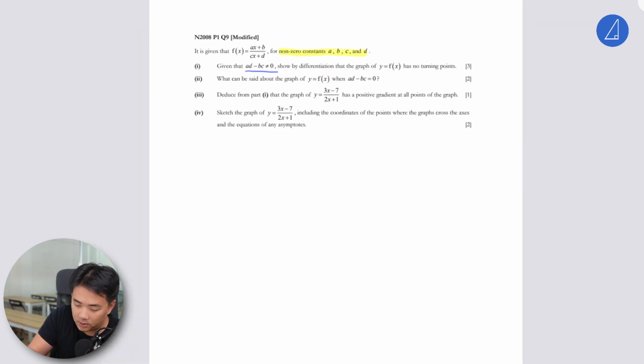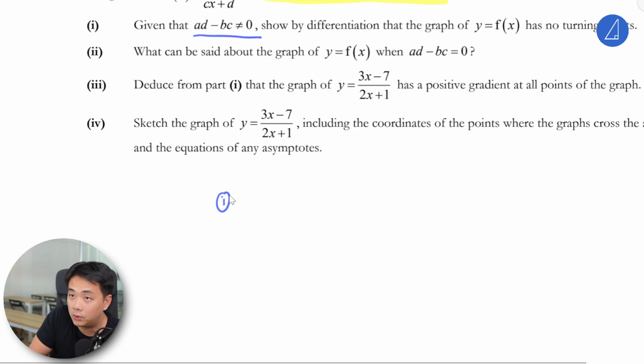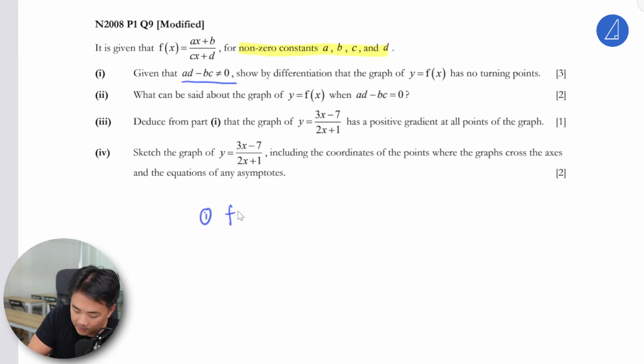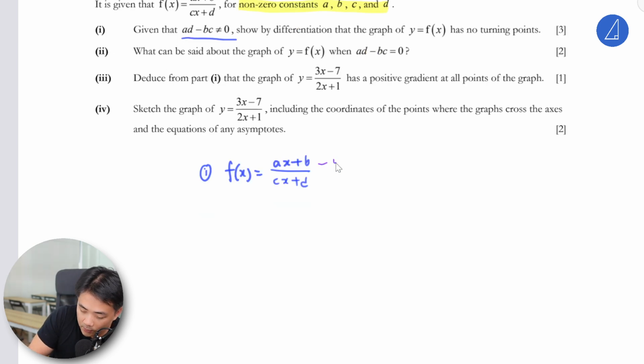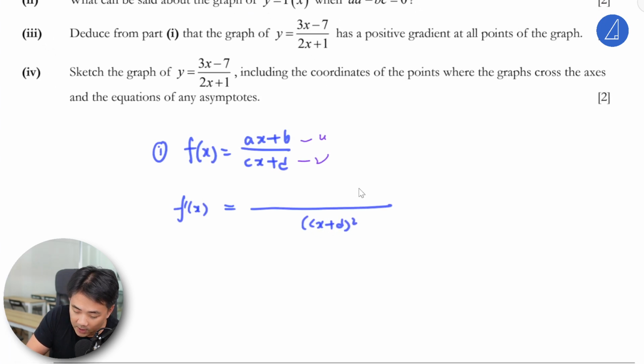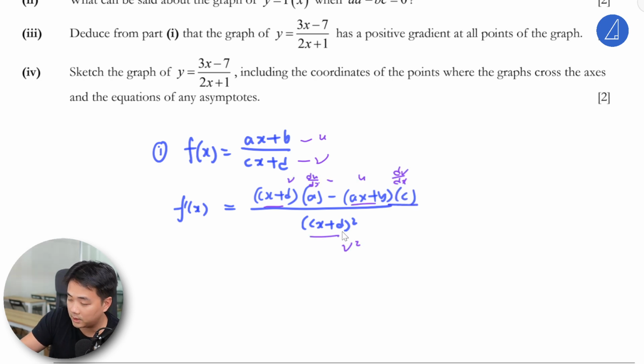So what we need to do is just differentiate it, like they ask us to do. So take f(x). This is a quotient rule. So f(x) is equal to (ax + b) over (cx + d). This will be our u, this is our v. Then we use the quotient rule for f'(x). The denominator is v squared, (cx + d) squared. Then you have v du/dx, which is a, minus u dv/dx, which is c. That's the quotient rule.